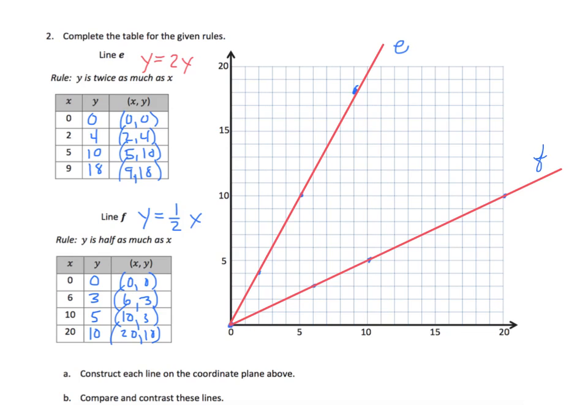And if we had Y equals X, we know from previous lessons that that would be exactly a 45-degree angle going from the origin through 10, 10, 20, 20. So we have, again, the smaller the factor, the less steep it is. The greater the factor, the steeper it is, because line E has a factor of 2, and line F has a factor of 1 half.